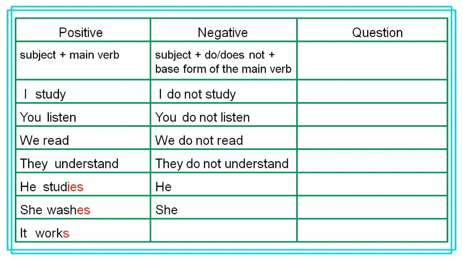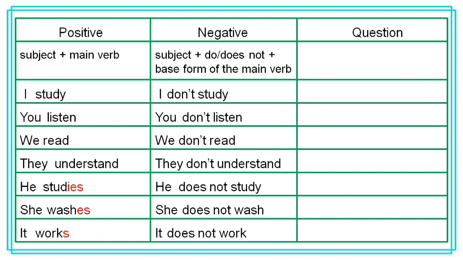For he, she, it, and other singular subjects, do becomes does, and the main verb goes back to the base form. For example, he does not study. She does not wash. It does not work. We usually use the short form or contraction of words do not and does not in everyday speech and informal writing. Do not becomes don't, and does not becomes doesn't.